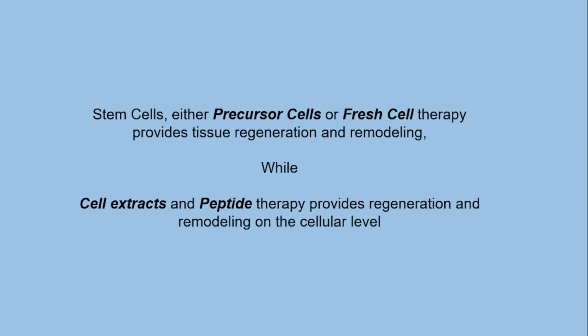So that leaves us perhaps with one and only ideal or optimal type of cell therapy product: the precursor stem cells are the optimal type or modality of cellular therapy that provides cellular and tissue regeneration and remodeling. And we have mentioned the subcellular products, which are cell extracts or peptides, and they can be used and are used as a maintenance phase following the precursor stem cell transplantation, and that type of therapy provides regeneration and remodeling on the cellular level. So we have two levels of regeneration and remodeling: the tissue level and the cellular level.